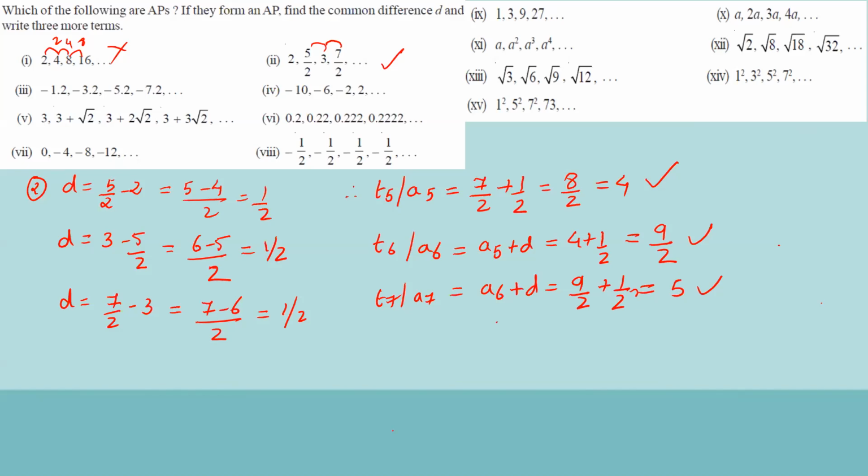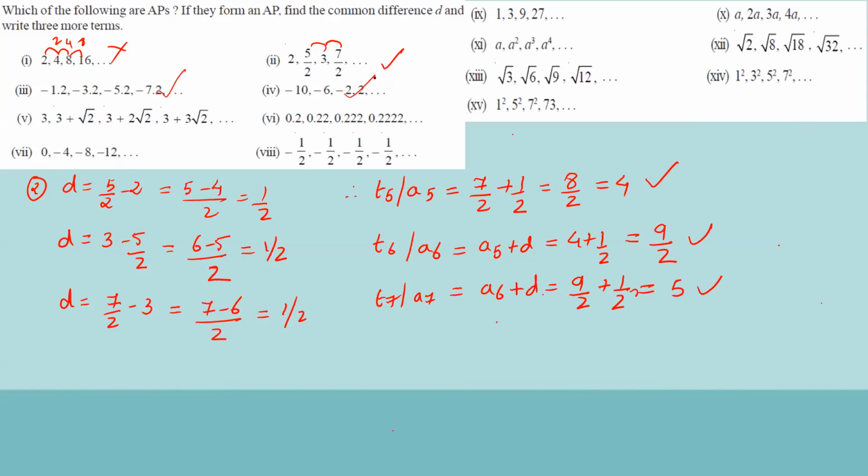Fourth one: minus 10, minus 6, minus 2, 2. So minus 10 plus 4 is minus 6. Minus 6 plus 4 is minus 2. Minus 2 plus 4 will be 2. Fourth one also forms an AP. This is an AP, this is an AP. And when you know the D, you just keep on adding the D to the preceding term, you'll get the next term.